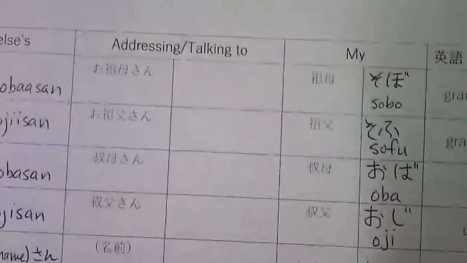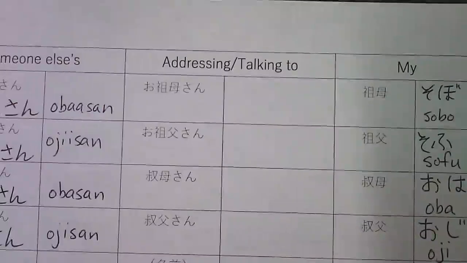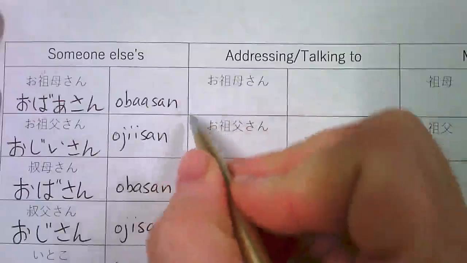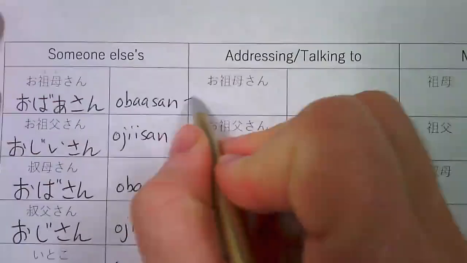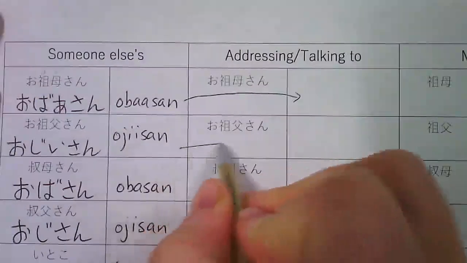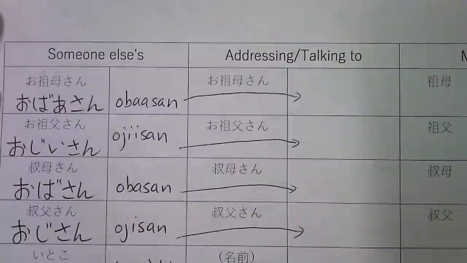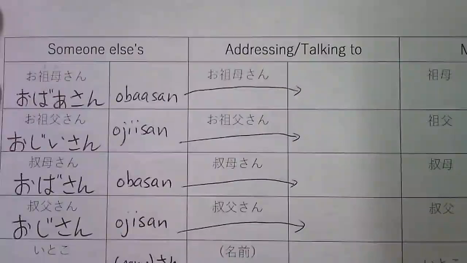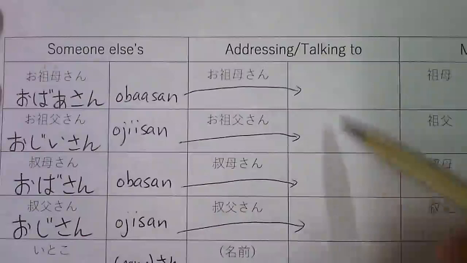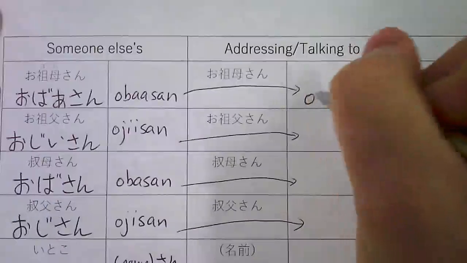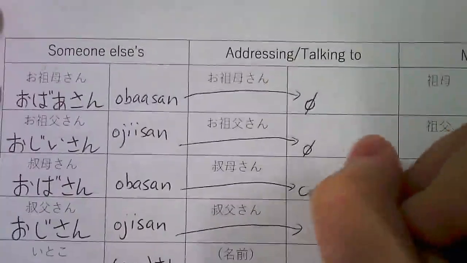All right. So what if you're talking to these family members? If you're talking to your grandmother and you're saying, "Hey, Grandma," what would you say? Well, in most of the cases, if they're family members that are older than you, you're going to use this polite term as well. So I'm just going to draw an arrow because I'm a little lazy. I'm just going to move that over there.